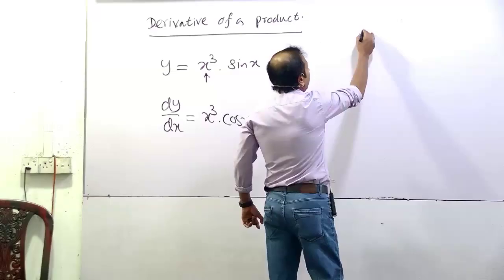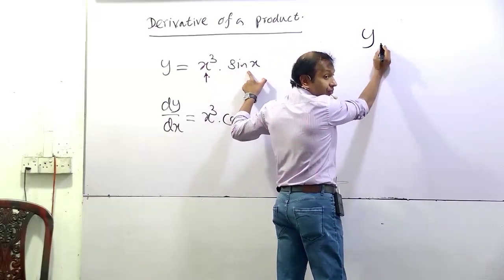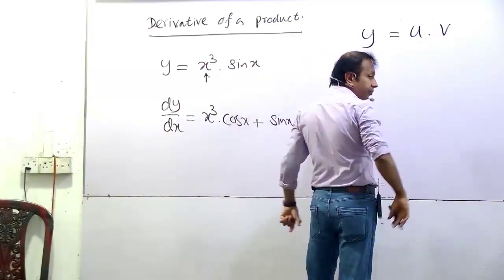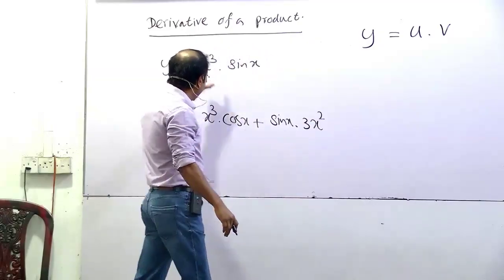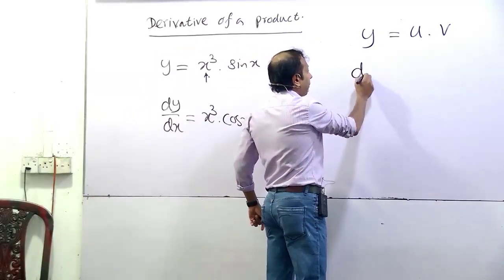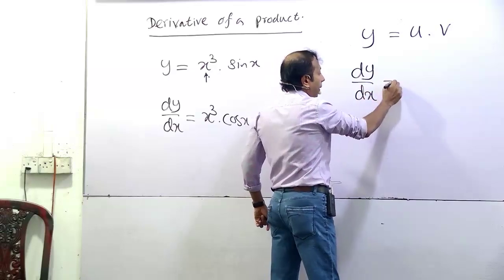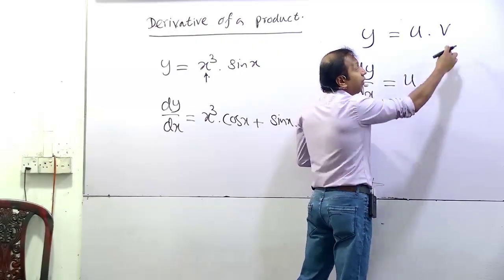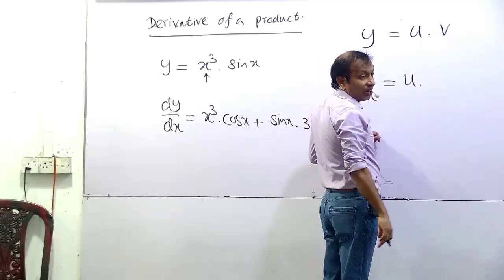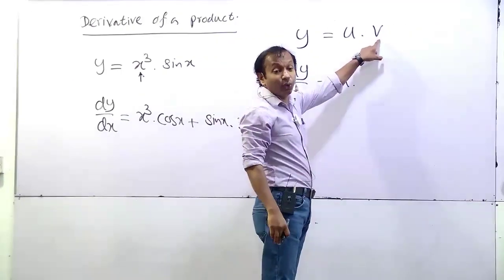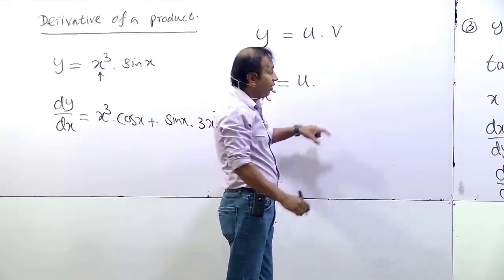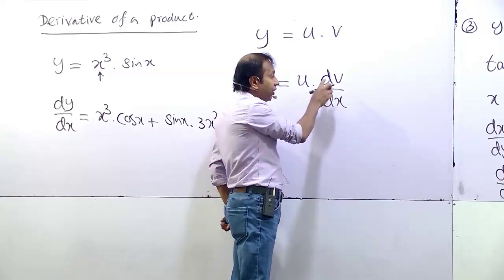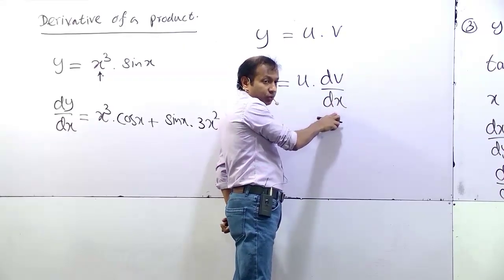Then suppose instead of this x cube and sin x, I take two letters u and v. By following this, tell me how to find dy over dx. First function we keep as the same. It is multiplied by the derivative of second function. How to write the derivative of v? dv over dx. This notation dv over dx means what? Differentiate v with respect to x.